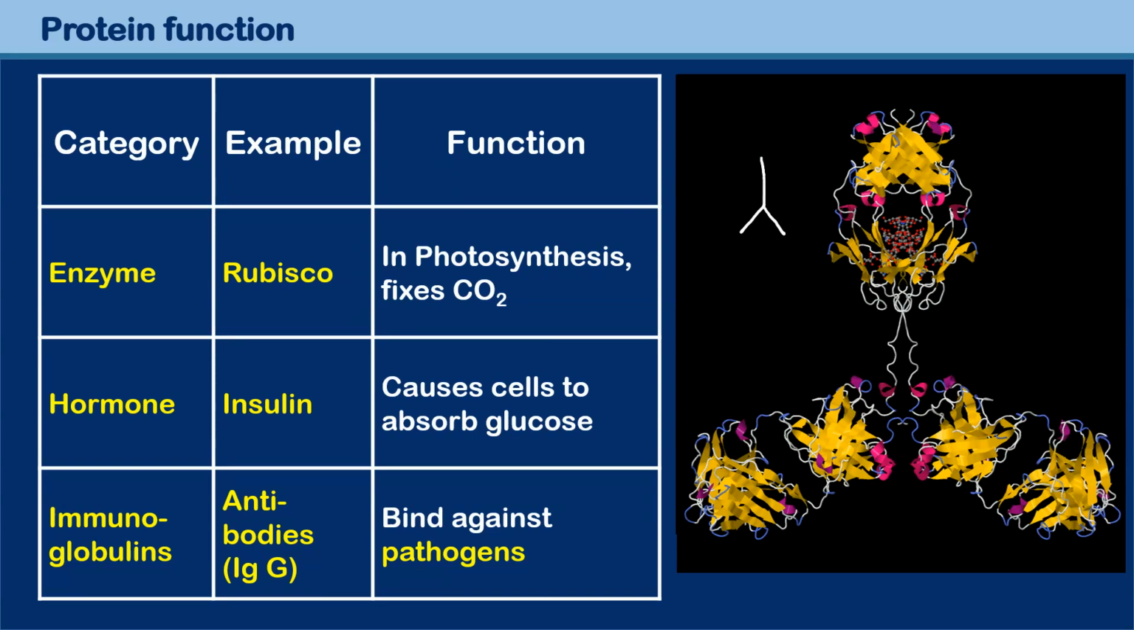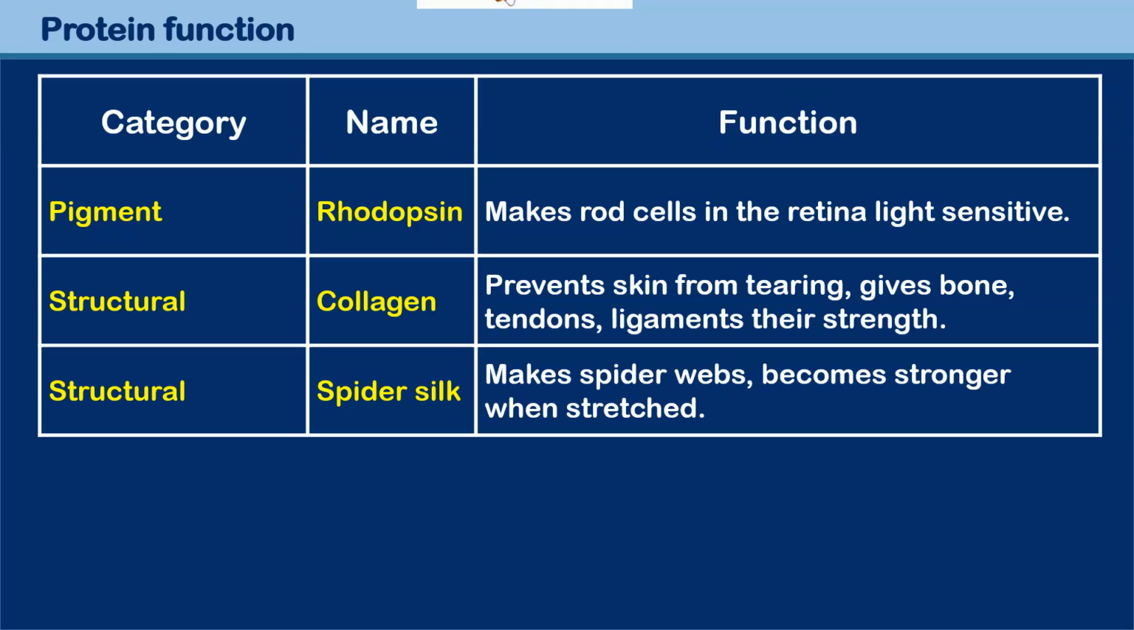There is indeed a next foil, but I have to erase it. Well, I'll just go on to the next foil. Yes, and now I'm not giving you any pictures. Proteins can also be pigments. In this case, for example, rhodopsin. And you find this in the eye. It makes the rod cells in the retina, in the eye, light sensitive.